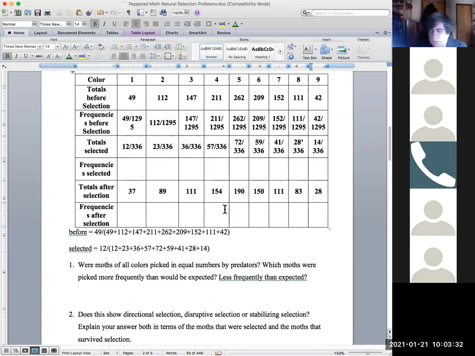Oh, oops. That should have been down in the frequency, not up in the totals column. Sorry about that.